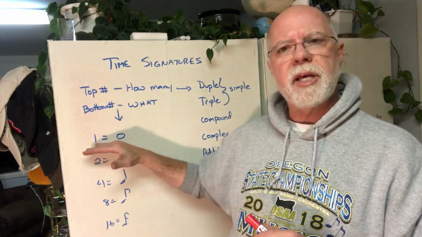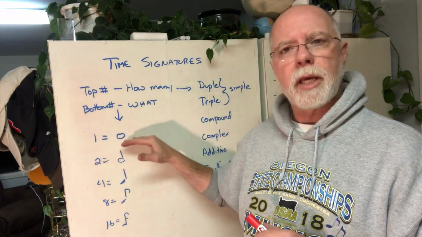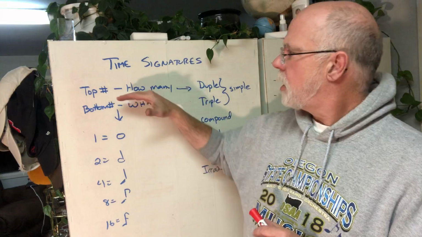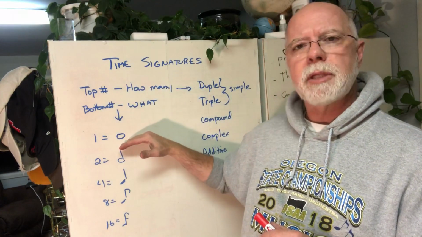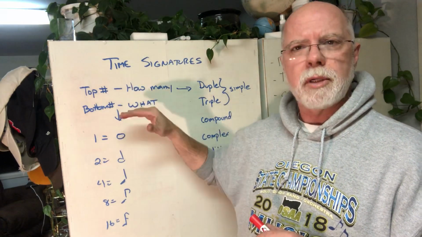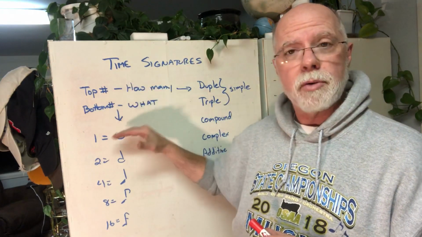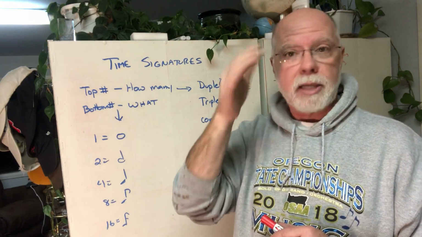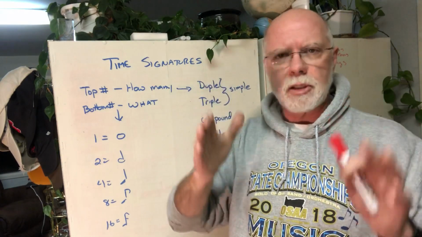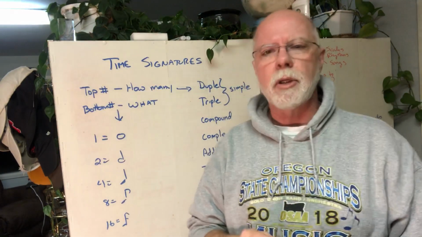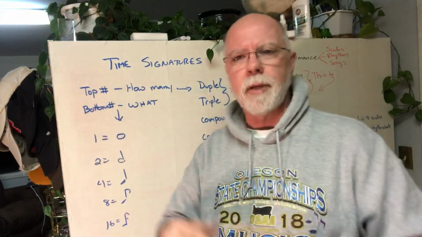So we start out with the basis of 1, okay, and 1 equaling a whole note, all right? So if I have 1 over 1, that means I'm telling you I have 1 whole note in every measure. If I have 3 over 1, that means I have 3 whole notes in every measure, all right? And we'll talk about counting later, but that's just the basis of it. You would see 3 whole notes per measure. And you would count it 1, 2, 3, okay?